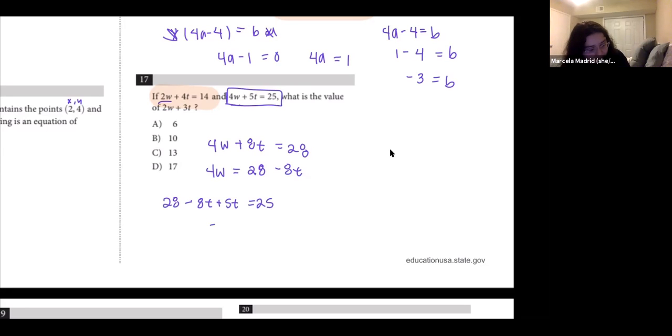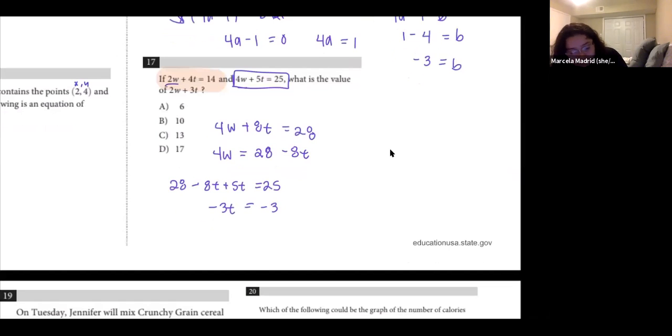Oh, never mind. You get -3T, you get -3 over here. Okay. So then you're just going to get T equals 3. Here you could solve it, plug it back in and get the answer. However, if you notice that, no wait, T is equal to 1. I apologize. I was like, T equals 3, T equals 1.